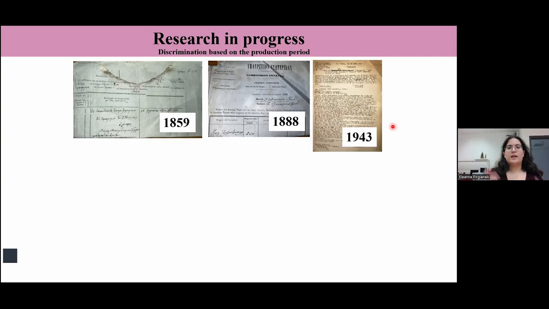We separated these samples with the second industrial revolution period. So we have one document from 1859, which is located chronologically before the second industrial revolution, and two other documents, one of 1888 and one of 1943, which belong to the post-second industrial revolution period.